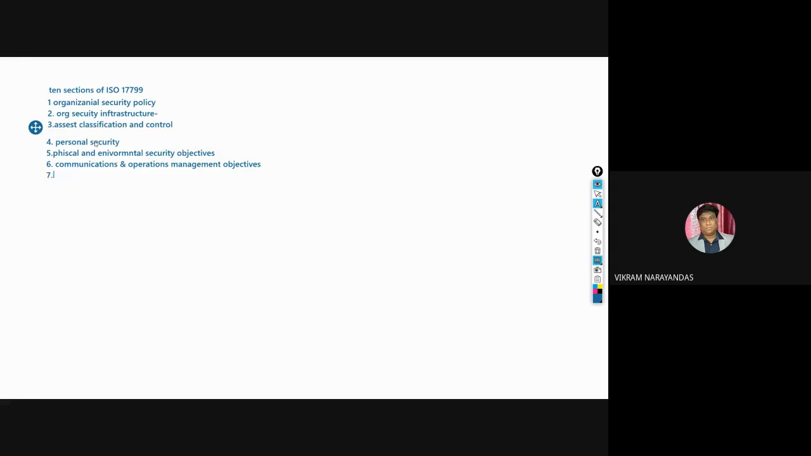Next one, system access control. System access control objectives mainly include controlling access to information, preventing unauthorized access to information systems, and ensuring the protection of network services, which also prevents unauthorized computer access and detects unauthorized activities.